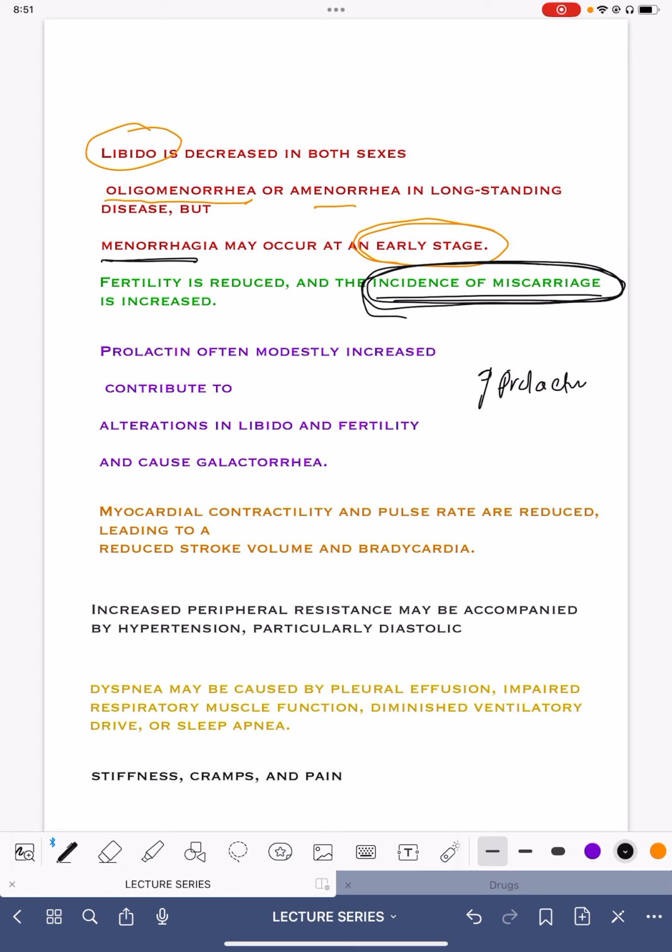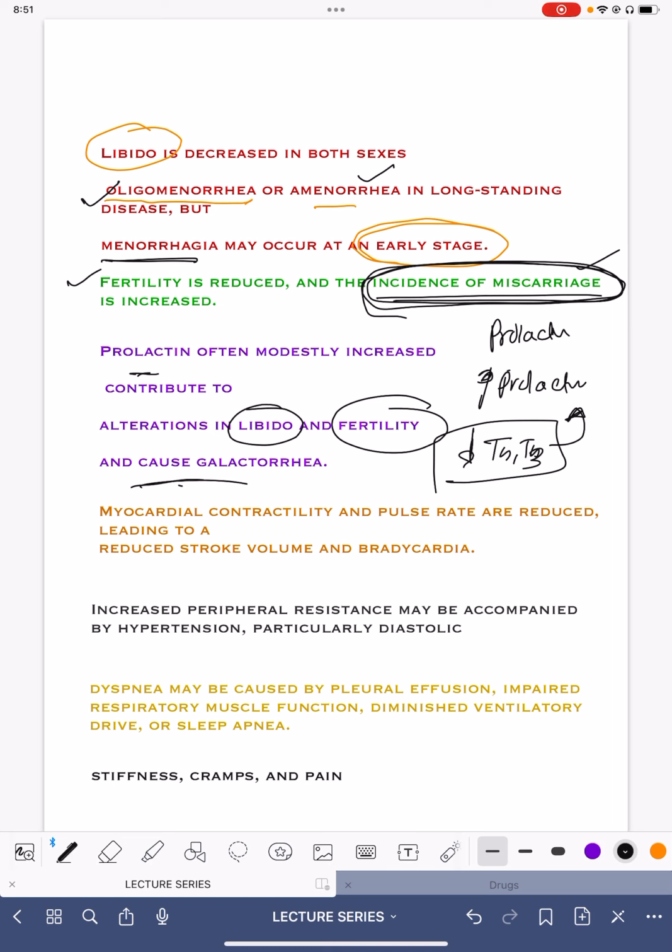So at one instance we have reduced thyroid hormones like T4, T3, and at the other instance exactly the opposite, we get increased levels of prolactin. So the more the prolactin, it also adds up to this oligomenorrhea, amenorrhea, and reduced fertility and increased miscarriage. So this prolactin very commonly causes reduction or alteration in the sexual pleasure, sexual activities. It reduces fertility, and it causes galactorrhea, meaning expression of milk.